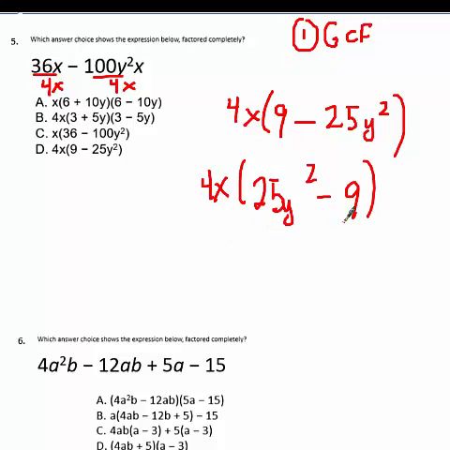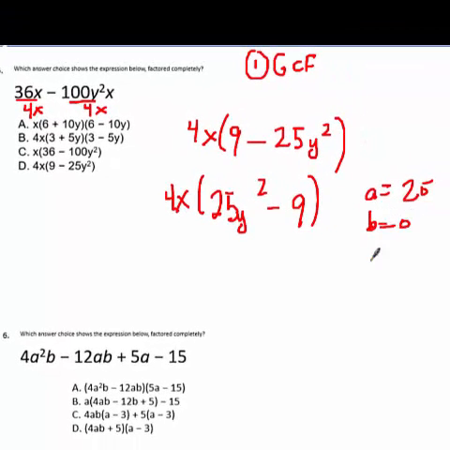Right? What does that mean? Well, this I can factor. I've got a square root and a number, right? Here, a is 25, b is 0, and c is negative 9. So I can go ahead and factor that out.